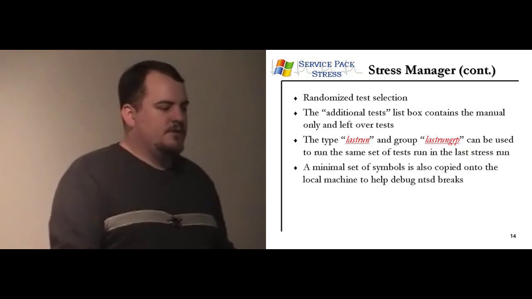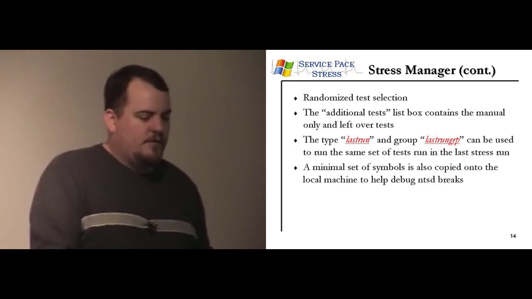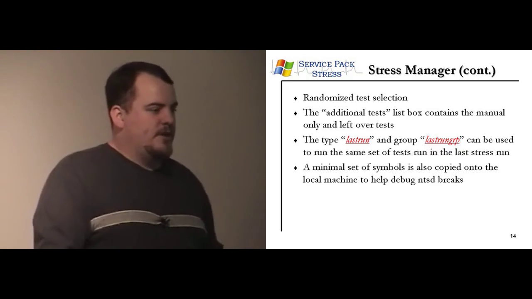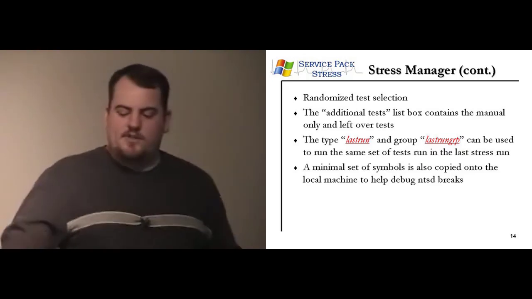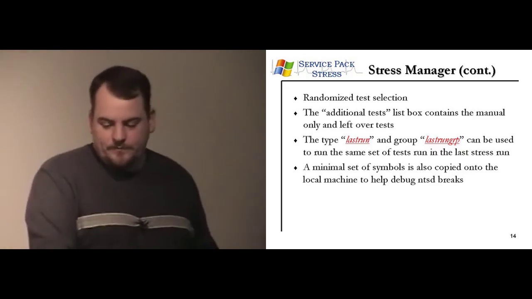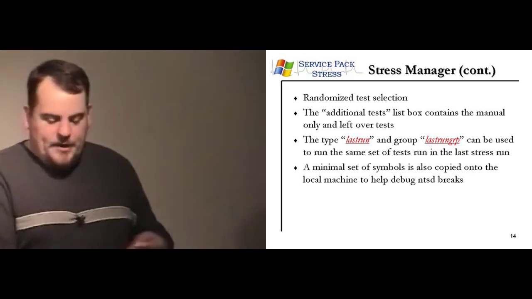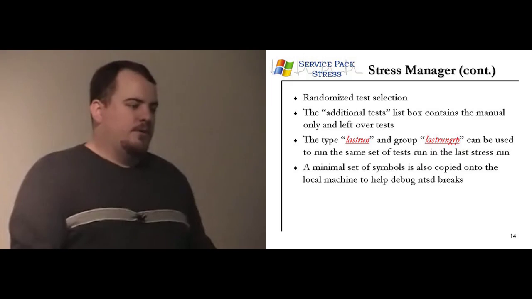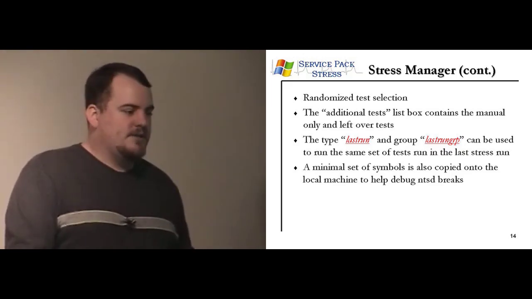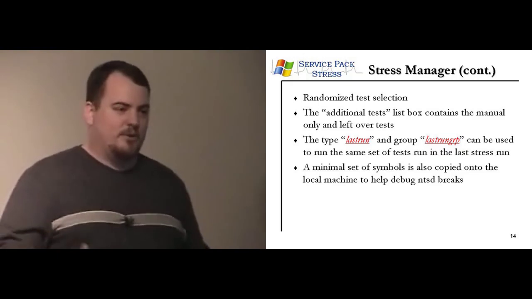There's a group called last run group. This is if you just run stress and logged off, or maybe your machine broke and now the developer's done with it and said, can you repro this? You could select this group and it's going to rerun exactly what it ran on your system last time. A minimal set of symbols are also going to be copied. We try to copy symbols for all the executables that maybe get downloaded to your system as tests, so that if a test breaks, we can debug it.